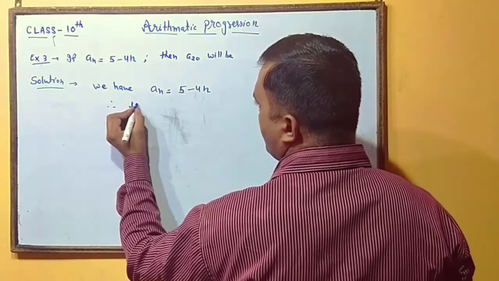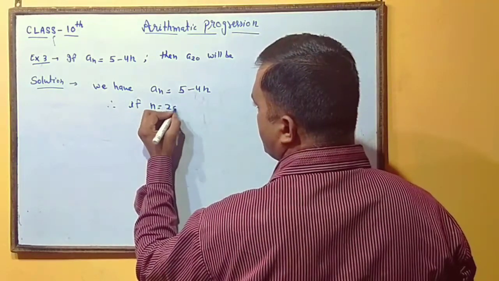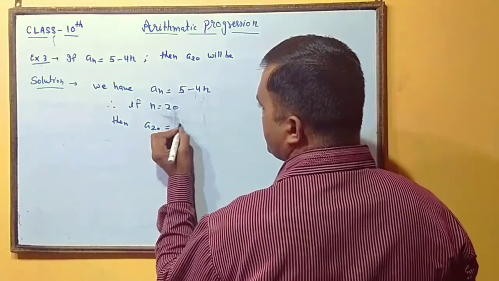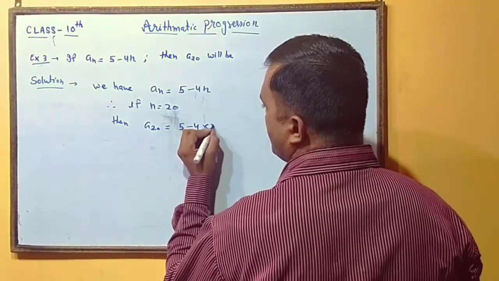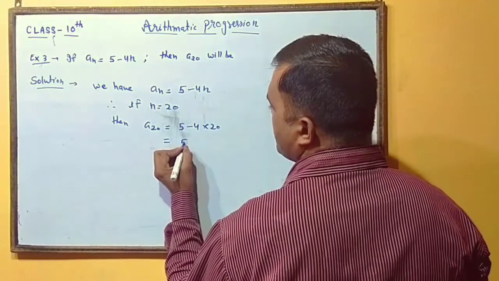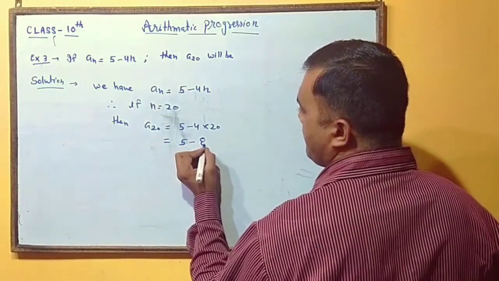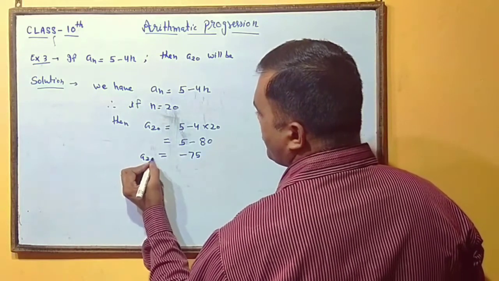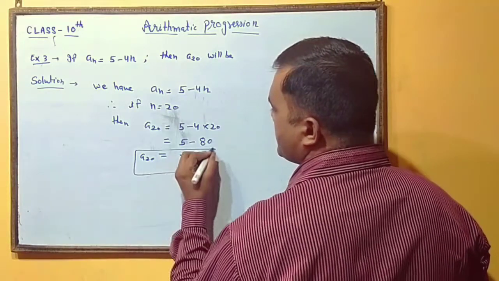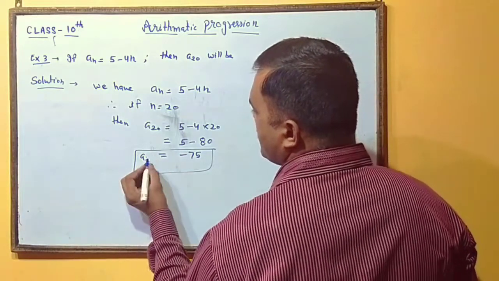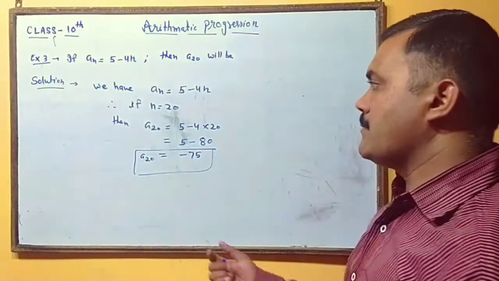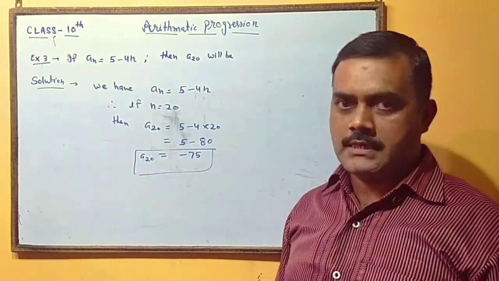Therefore, if n is equal to 20, then a20 is equal to 5 minus 4 into 20, which is 5 minus 80. So it will be minus 75. So a20 will be minus 75. This is quite simple. So you would be able to easily do this type of questions. Let us take the next question.